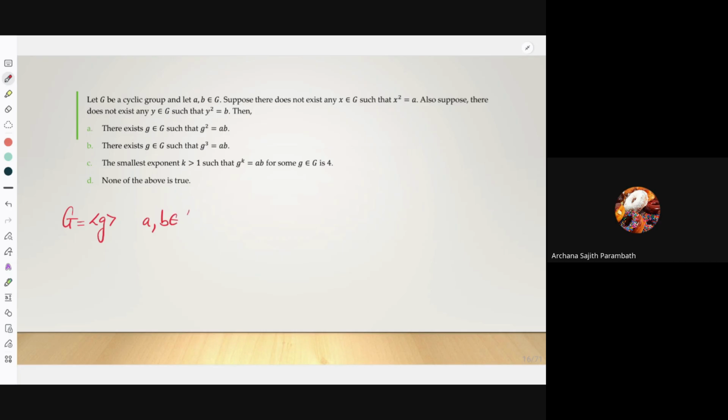So A comma B in G implies A equals g power i, B equals g power j for some i, j in N. Right? So we have this. Sir, please repeat this line. I have not got it. Yeah.